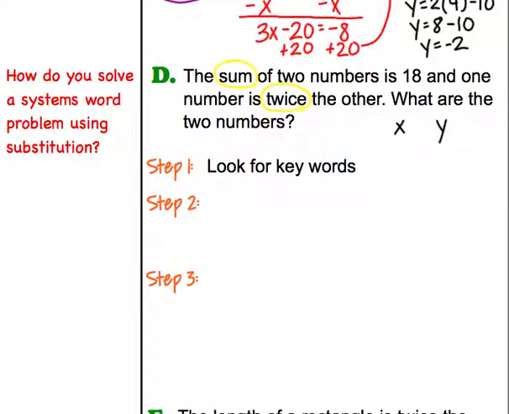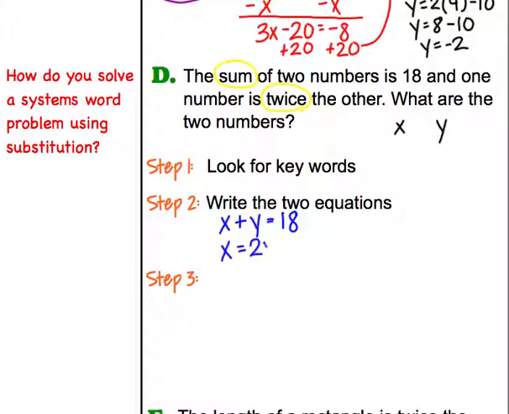And now we're going to be getting into writing our 2 equations. It says the sum, and I know sum means addition, so I know if I take my x and my y, it's going to be equal to 18. Now, it says one number is twice the other. So that's what makes it really nice here, in that it doesn't really matter whether we're talking x or y. Now, I like to say that x is equal to twice the other number, so x is equal to 2y.